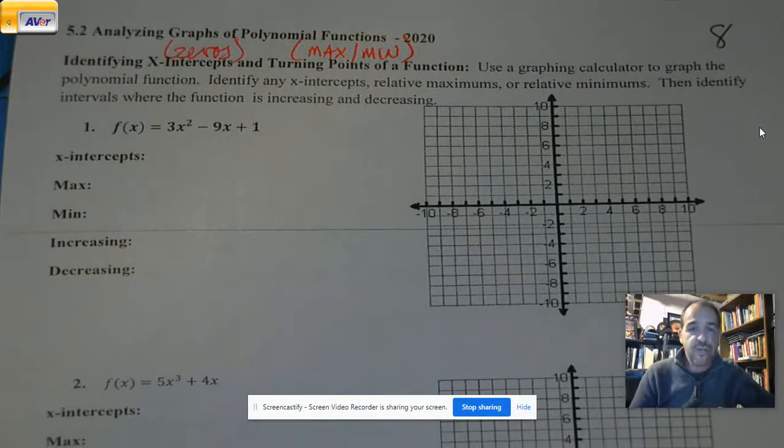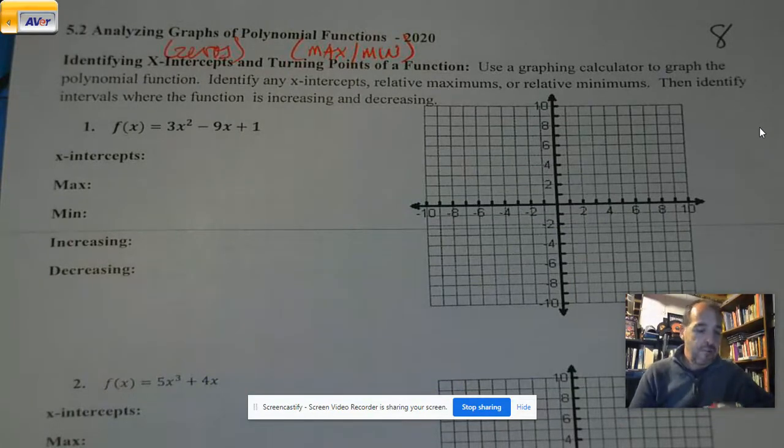And within the Google Meets link that you found this off of, I also have included a kind of help sheet or a cheat sheet to help you remember how to find these maxes and mins and intercepts. We're going to make note of them here in our paper as well.